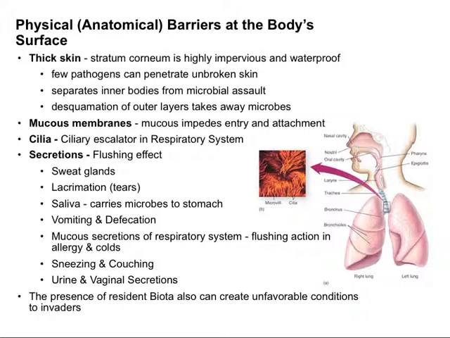The skin as a barrier between our inner bodies and the microbes on our outside is often overlooked as a barrier. But really, when you consider it, it's a pretty obvious one. In addition to separating our inner bodies from the microbes on the outside of the bodies, we see that the outer layers of the skin are sloughed off or desquamated. As the skin is sloughed off, it takes away many microbes. In areas where we don't have skin and we connect with the outside, there are mucous membranes. The mucus layer on these membranes impedes entry and attachment of microbes.